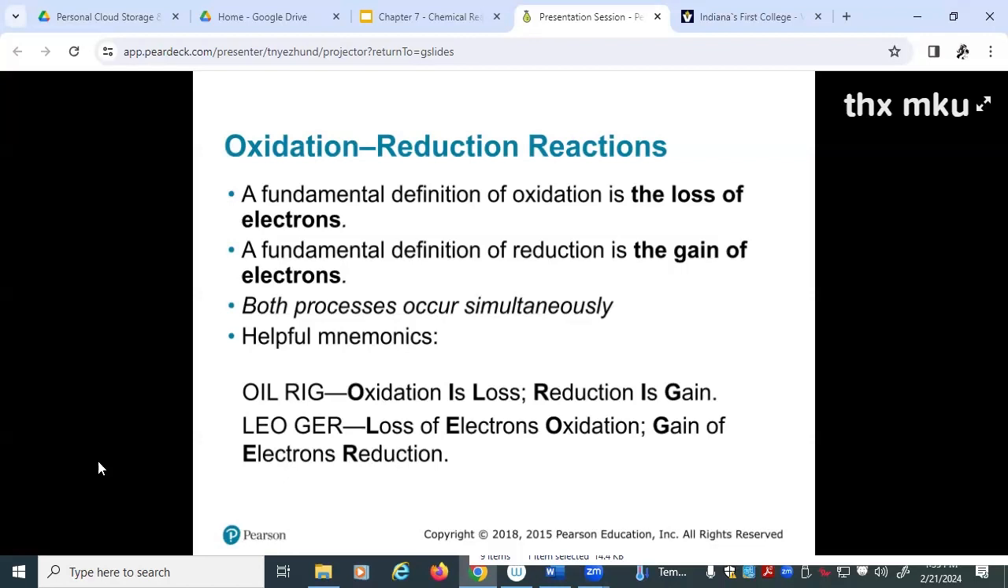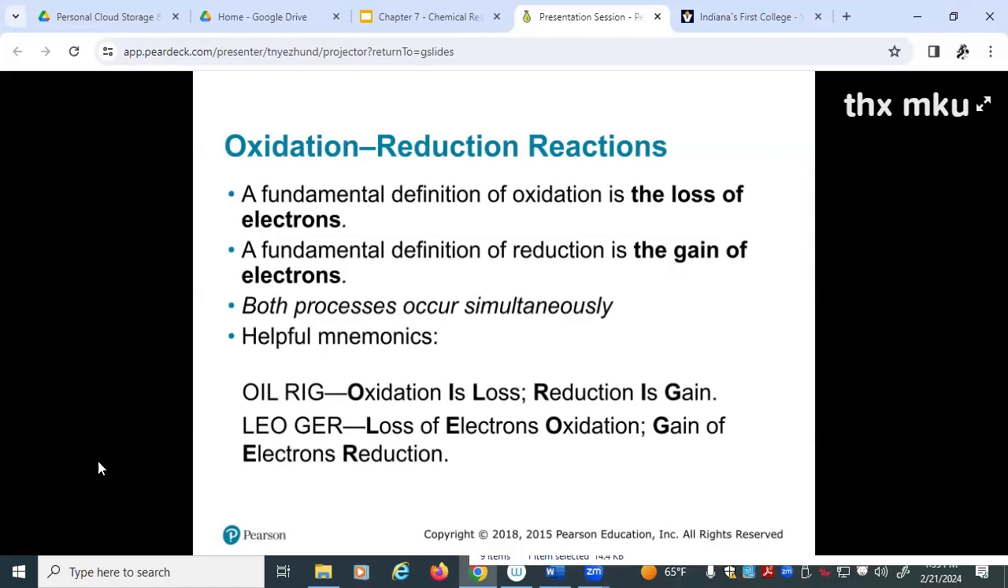Now, in terms of keeping oxidation and reduction straight, there are a couple of ways of going about it. The first is a mnemonic device. It's called OIL RIG. OIL RIG stands for oxidation is loss. So that's the OIL. RIG would be the reduction is gain. If that one's easy enough to remember, go ahead, use it.